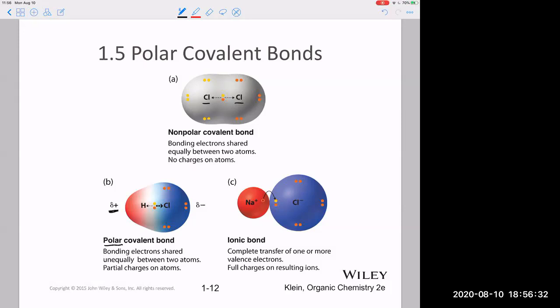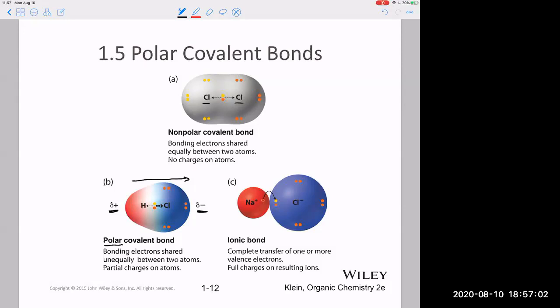These symbols here mean partial positive. So we would say that this end of this bond has a partial positive charge, whereas this end of this bond has a partial negative charge. And we'll also see this represented with arrows called dipole moments that point from areas of low density to areas of high density, okay?